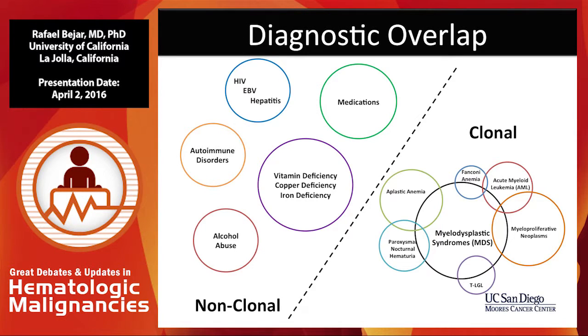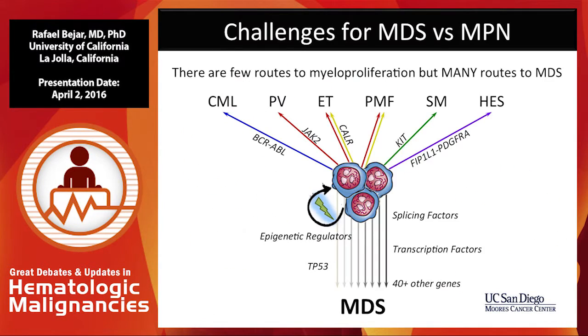Ideally, if I had a clonal marker, I'd love to be able to simply exclude everything on the left side of the slide, all the autoimmune disorders, the potential medications, the vitamin and mineral deficiencies that might mimic MDS, and be much more focused on what I consider to be the clonal causes of their disorder. So that's the hope. I'll tell you why that doesn't quite work in just a bit.